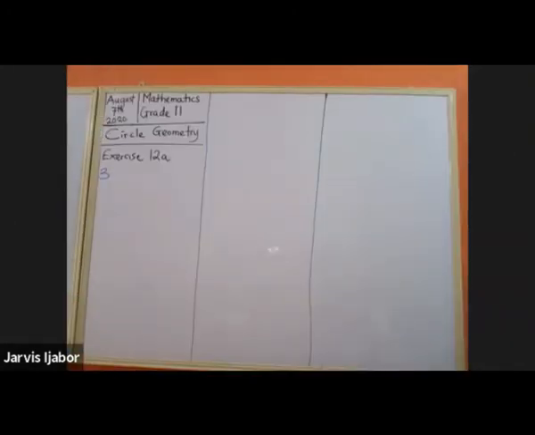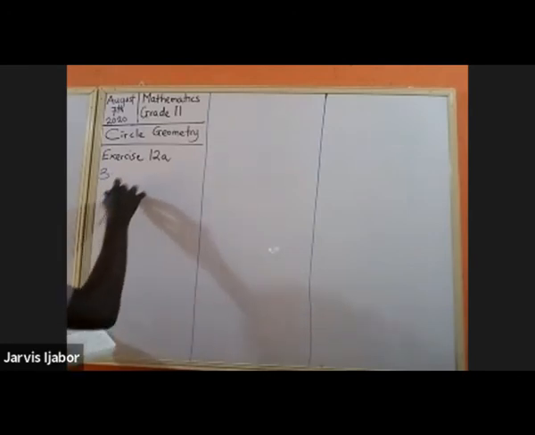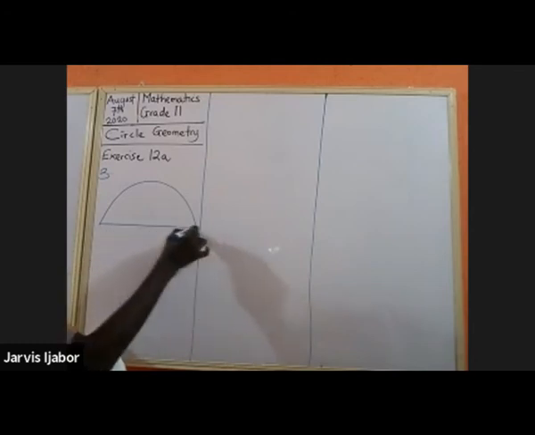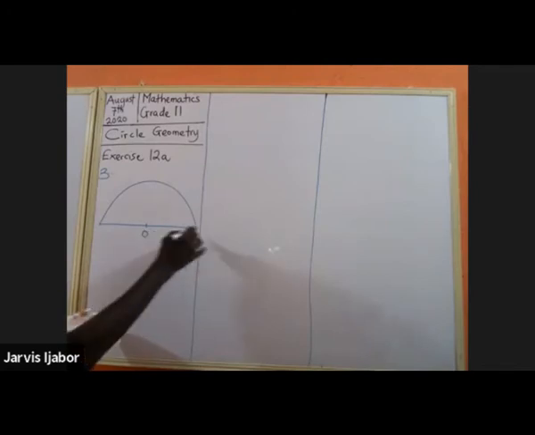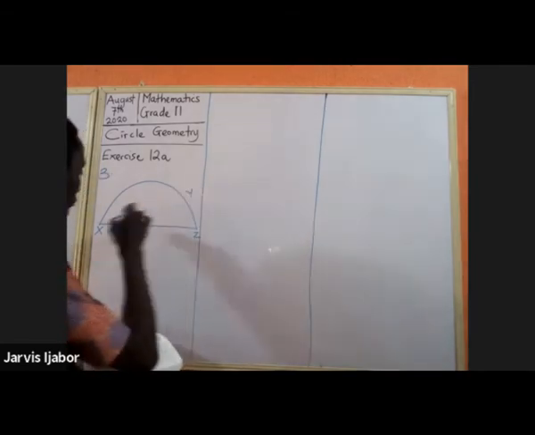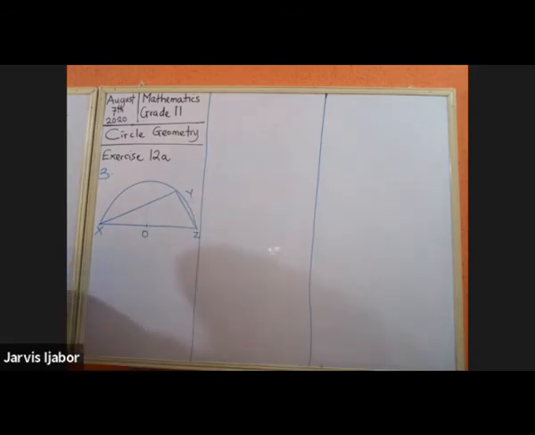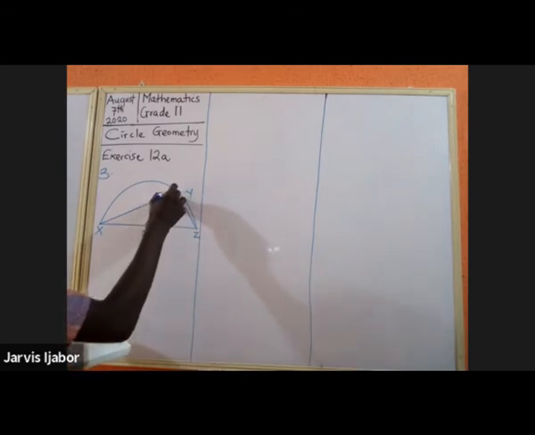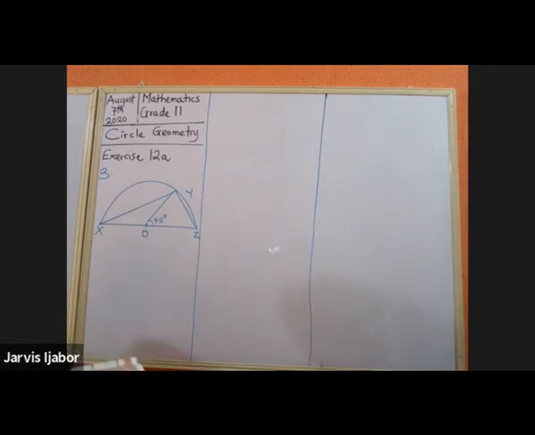In question 3, we have a very interesting diagram here. It says figure 12.8, let's draw that first. It's a semicircle, center O, with points Z, X, and Y. This angle will be 42 degrees.